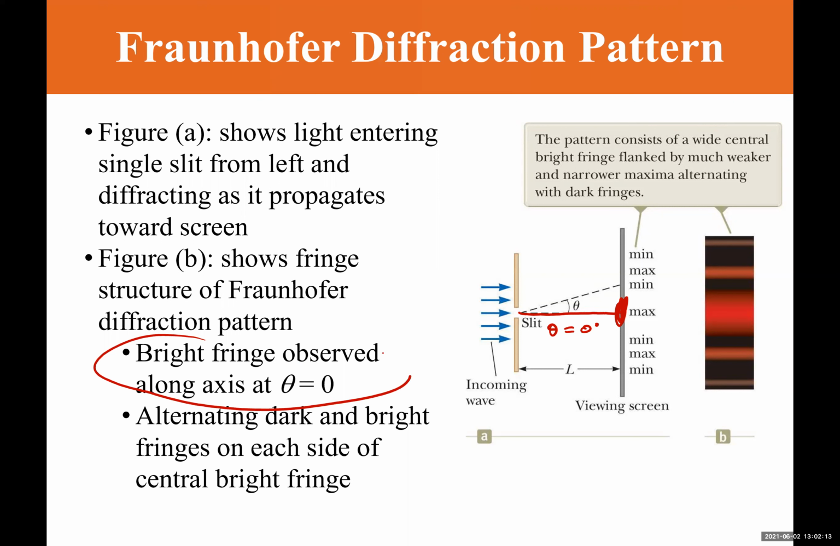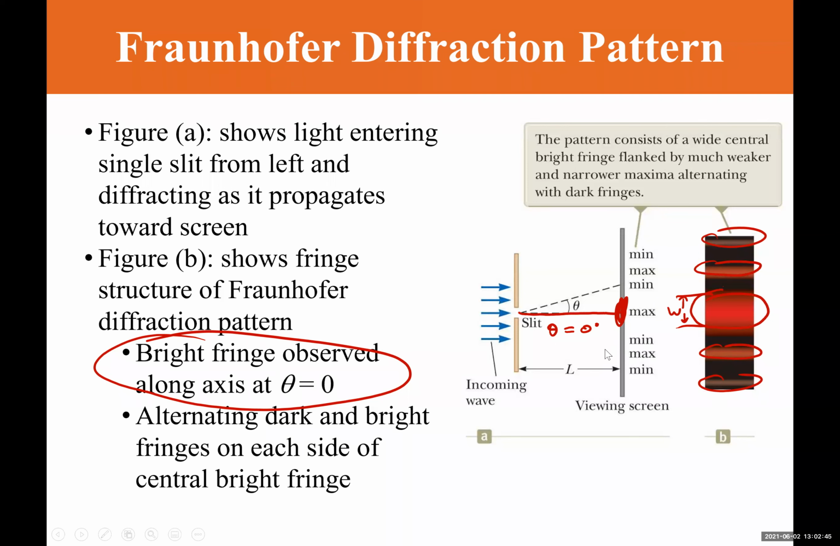So the bright fringe is at theta equals 0. Then what we see here is another bright, another bright fringe, where you can see the screen basically dominated by a central bright fringe at theta equals 0. But then you have alternating dark and bright fringes on each side of the central bright fringe. A lot of times you would take the central one and talk about the width of the central one like this.